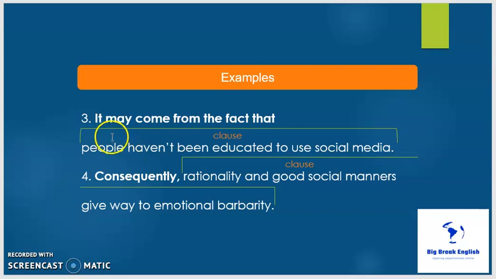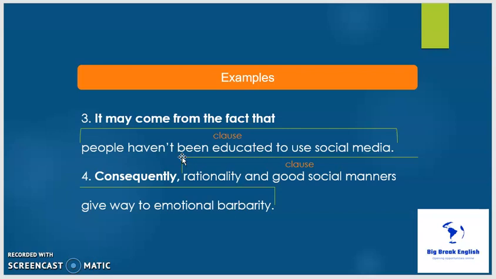So, the third example today, it may come from the fact that people haven't been educated to use social media. So that's your clause. If you don't know what a clause is, basically a clause has a subject and a verb. So here people is the subject and the verb is a form of be, right? So it's the present perfect in this case. People haven't been educated to use social media.